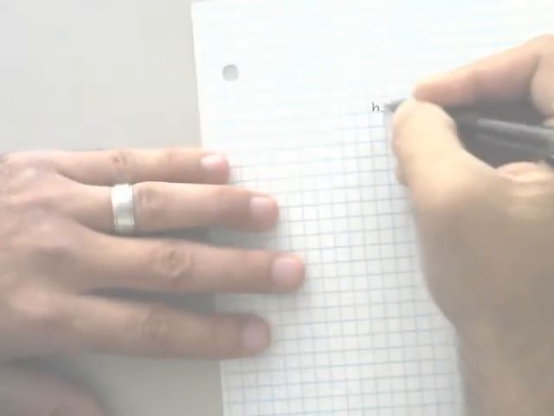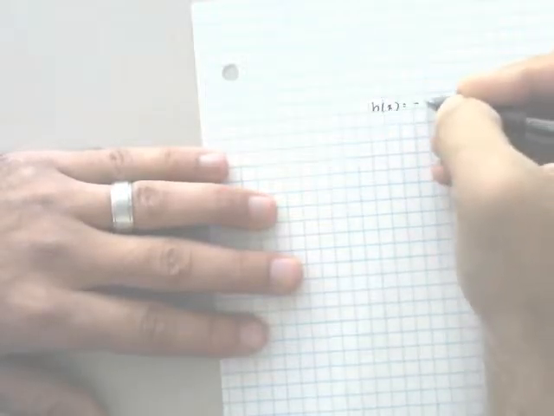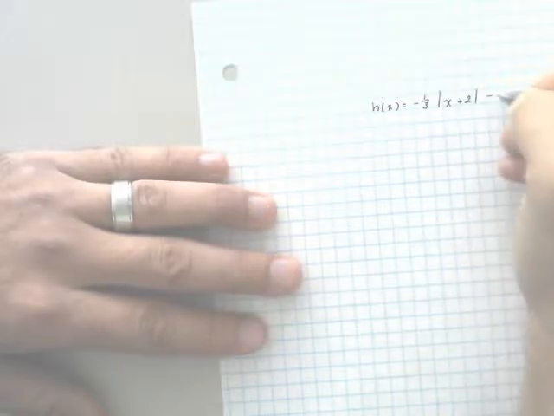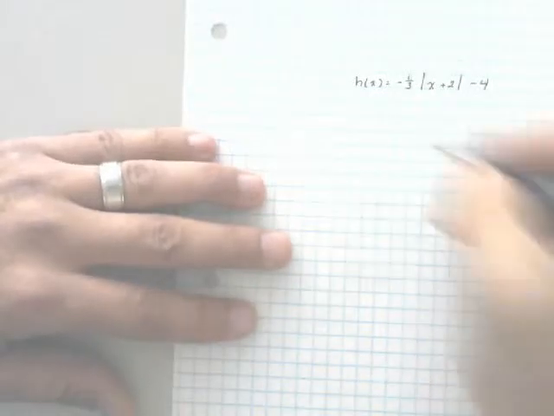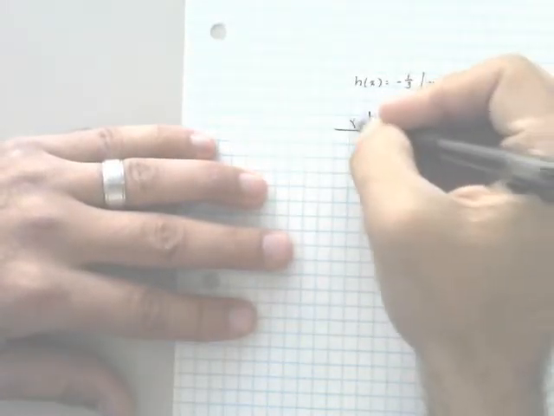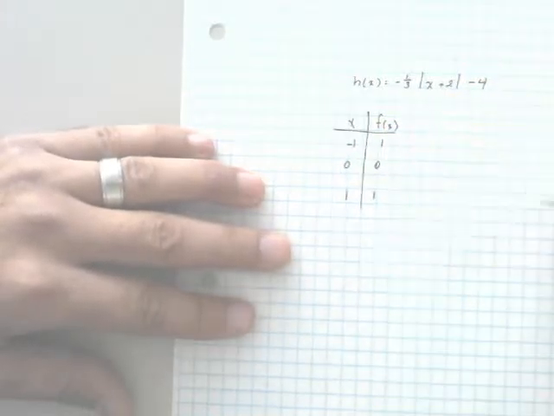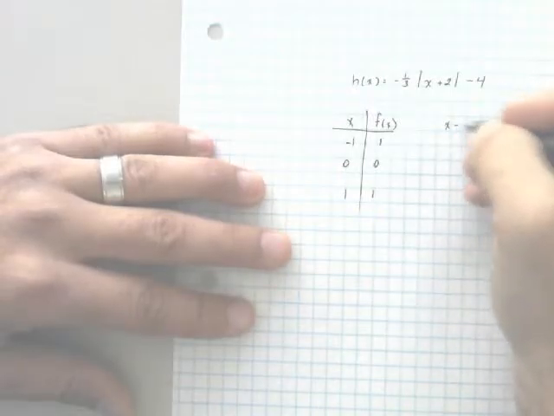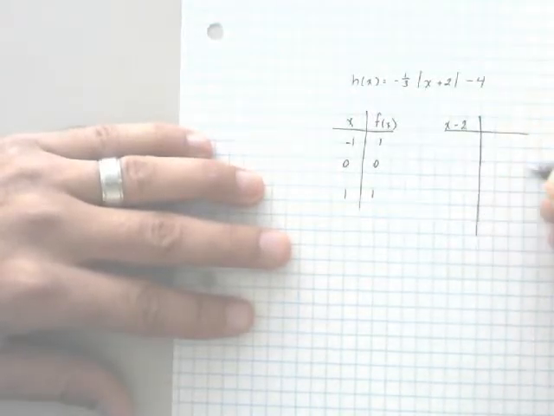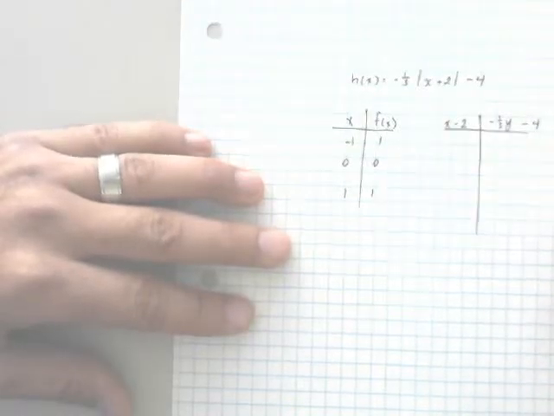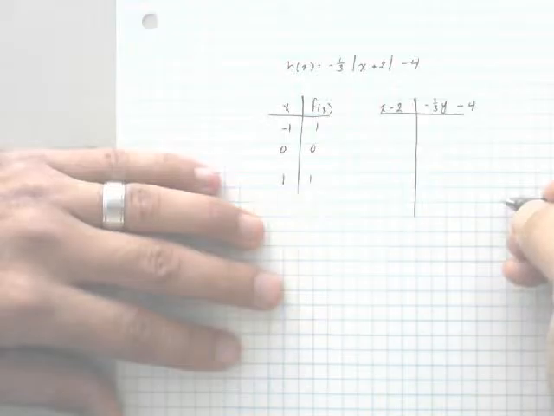So we'll try one more here. Let's say we have h of x equals negative 1/3 absolute value of x plus 2 minus 4. My parent function again is the same parent function because this is an absolute value function, so I just keep referring back to that. My x's are going to be moved left 2. I'm going to take my y's and multiply them by negative 1/3, and then subtract 4 from them. Remember, like PEMDAS, we multiply, then add or subtract.